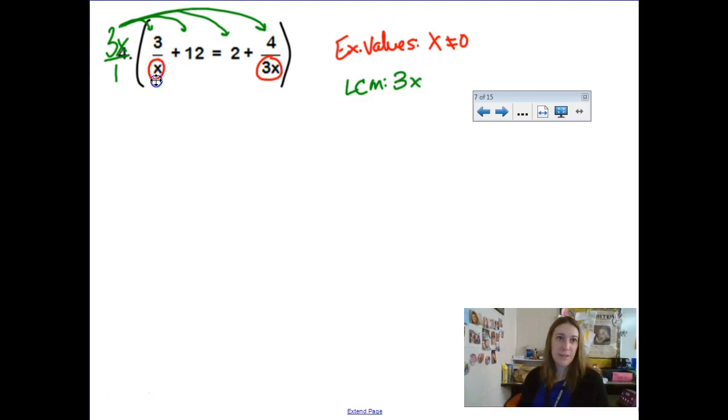So what's going to happen in this first fraction? The x's will cancel, but you still have 3 times 3. So that ends up being a 9. Plus 3x times 12, nothing cancels, so you just have 36x. Next fraction, nothing cancels, so you have a 6x, 3x times 2. And then in our last fraction, the 3 and the x will cancel. So you just have 4 times 1, which is a 4.